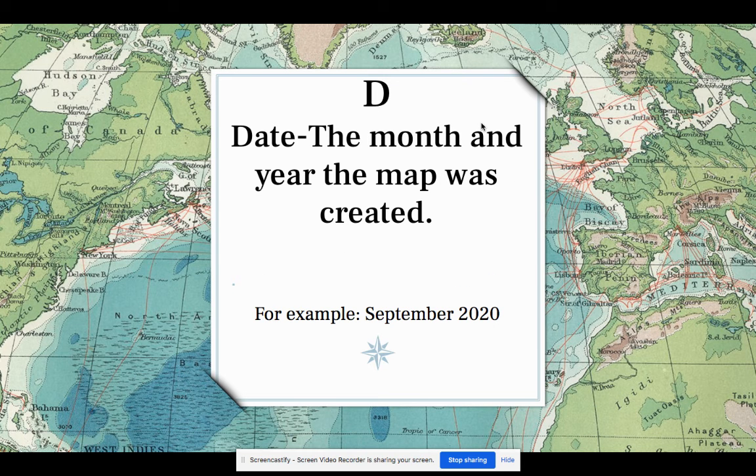Date. We need to know when the map was created. A month and year is usually good enough. There are some maps where you have to have the specific day. So maybe if you're talking about one of the 3 days of the Battle of Gettysburg, but for our purposes, usually just the month and the year is good enough.